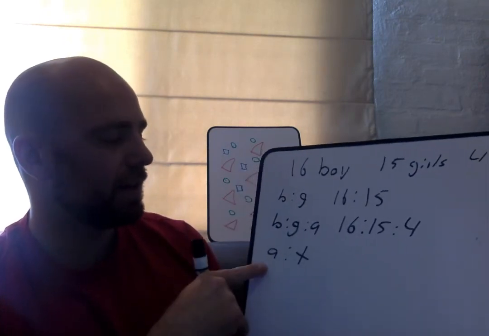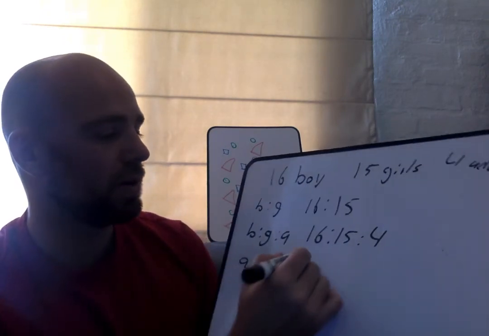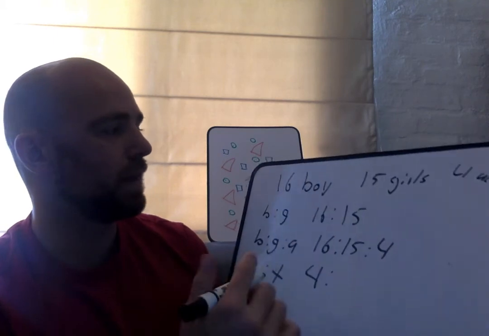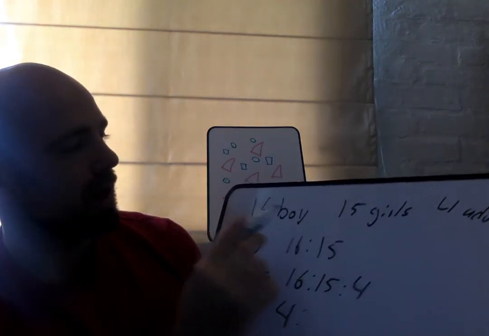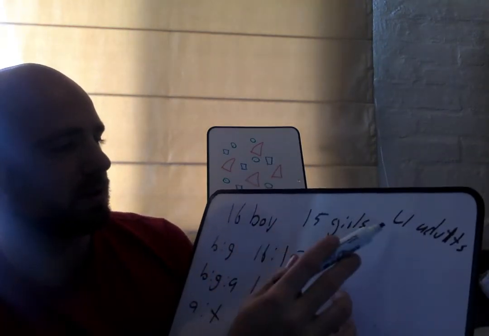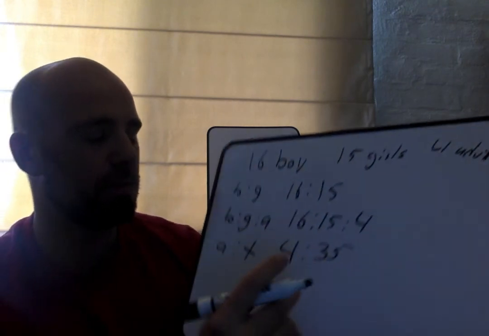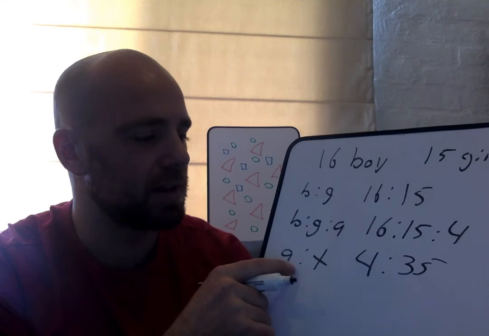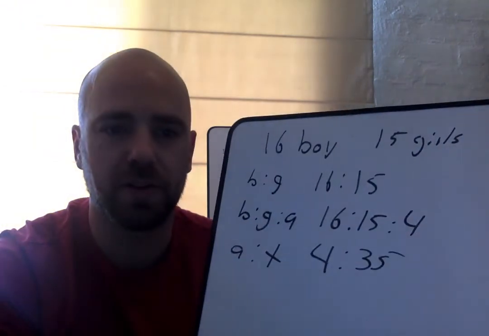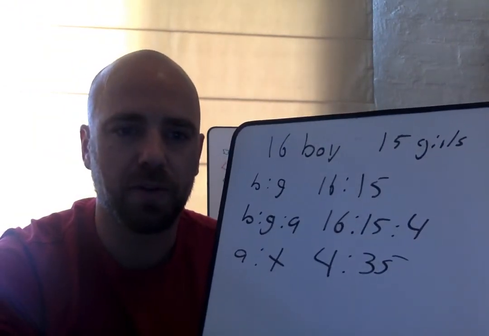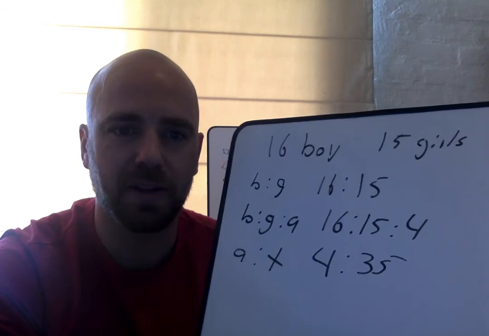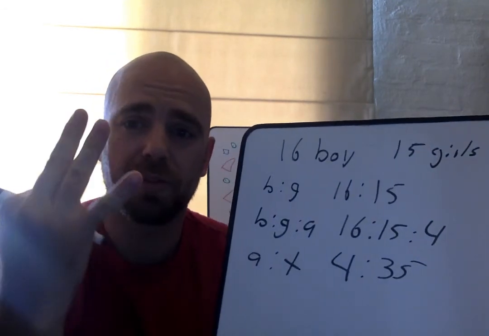And then here I'm going to say adults to the total. I know I have 4 adults. What's my total? 16 plus 4 is 20, and 20 plus 15 is 35. So my 2-term ratio at the bottom is going to be 4 to 35. Those are the ideas that you're going to be using. You're going to be using those 3 types.